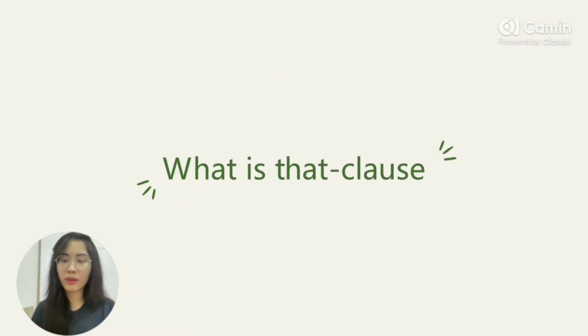To begin with, let's talk about the that clause. A that clause is a type of dependent clause that starts with the word that and functions as a noun in a sentence. It often appears in reported speech and it can be used to express thoughts, beliefs, emotions, or even state facts. In terms of structure, we typically have a main clause plus that plus subject plus verb.